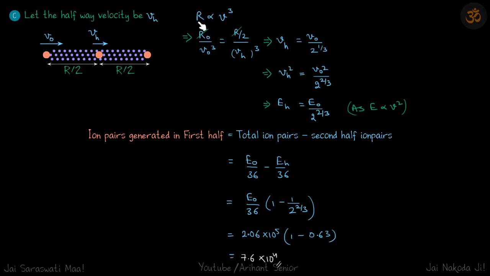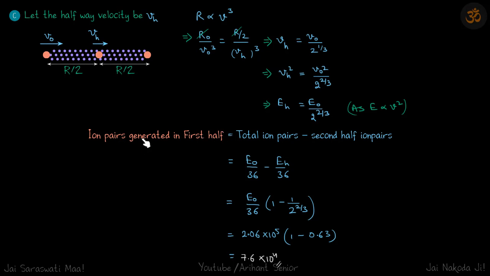So from that formula, R is proportional to V cube. So R naught by V naught cube is equal to R by 2 by Vh whole cube. So this is also R naught actually. From here we get Vh is equal to V naught upon 2 power 1 by 3. If we square that, we get Vh square is equal to V naught square by 2 power 2 by 3. Why are we squaring? Because E is proportional to V square. So now we can write Eh is equal to E naught upon 2 power 2 by 3.